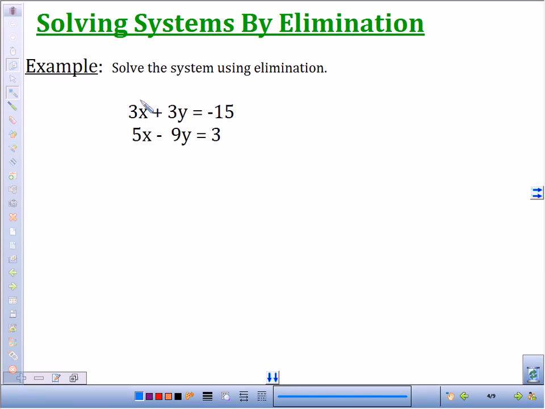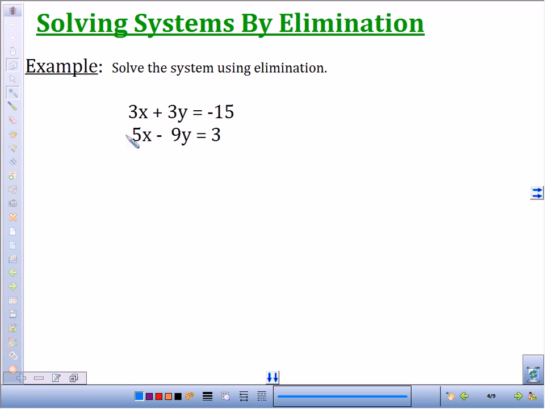We want to try a different problem here. Now again, I want to look at my two equations, and I want to decide what I should multiply one or both of the equations by, so that one of my letters, one of my variables, have coefficients that are exactly the same number but opposite signs.